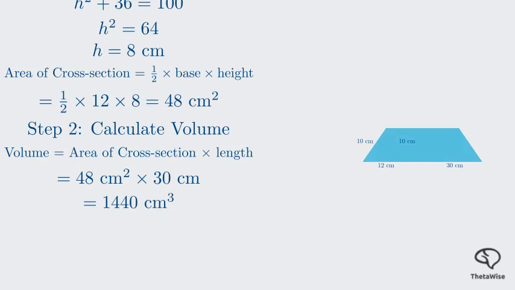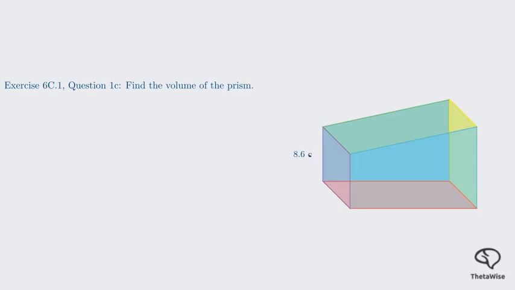That's 48 square centimeters times 30 centimeters, which equals 1440 cubic centimeters. This is the amount of space occupied by the entire prism. Let's work through another problem from exercise 6C1, question 1C. This one involves a prism with a trapezoidal cross-section. The problem asks us to find the volume of this prism.